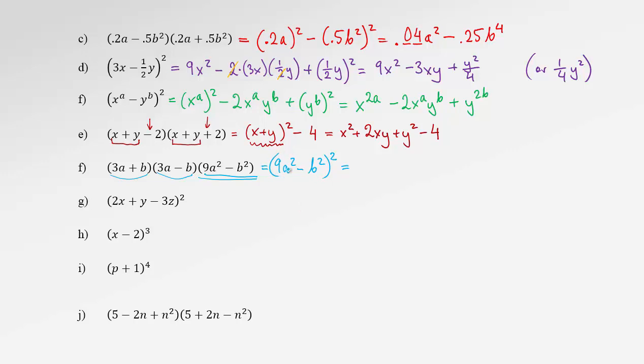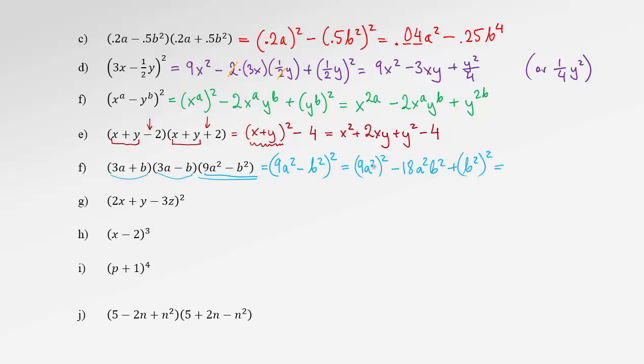So let's square the first term. Okay, let's write it nice and slowly. 9a squared is going to be squared. And then minus, since this is perfect square, remember we need to think about 3 terms. So we have the middle term. Middle term is the product and double it. Product is 9a squared b squared, double it is 18a squared b squared. Finally, plus last term squared. So it's b squared squared.